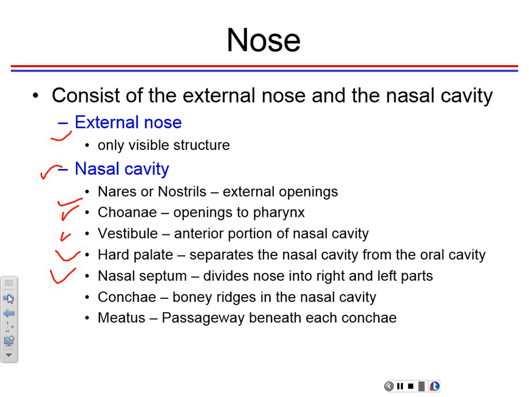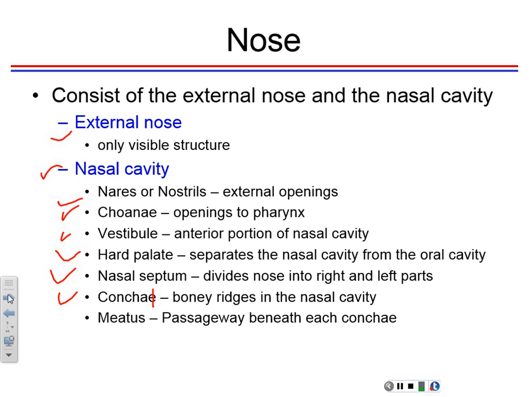Okay, so choani... bony ridges in the nasal cavity. Not choani, concha. Concha is singular, without the E. Those are the ones I was talking about: the superior, medial, and inferior. And then they have grooves.